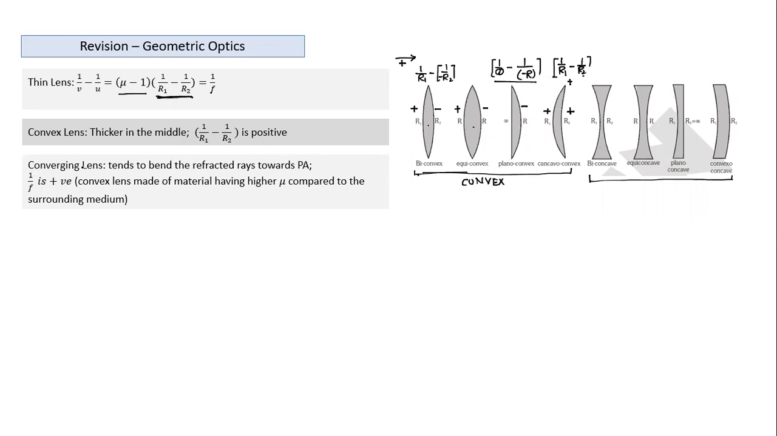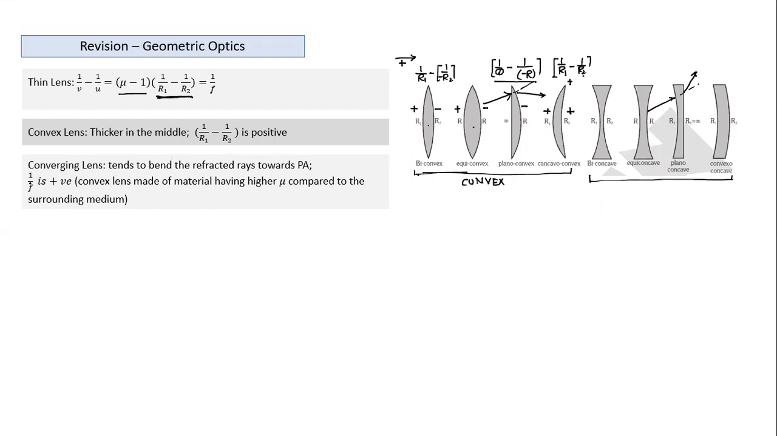Another better term, perhaps, is converging lens. The word converging gives you a better understanding of the behavior. It tends to bend the refracted rays towards the principal axis. So if it is a converging lens and any ray comes like this, if you take this example of this lens, this was the original direction, it will always bend it towards the principal axis. This way it will bend, not the other way around. Whereas if I take a similar ray in the case of a diverging lens, if this is the original direction, it will bend it away from the principal axis. So a converging lens tends to bend the refracted ray towards the principal axis.